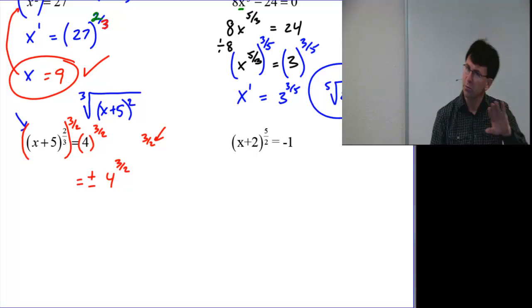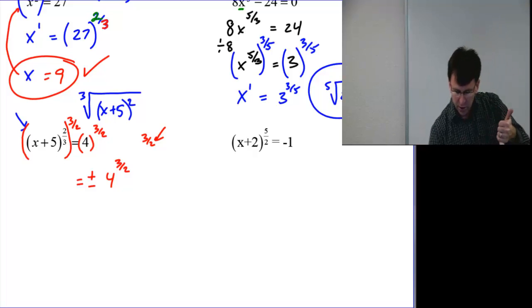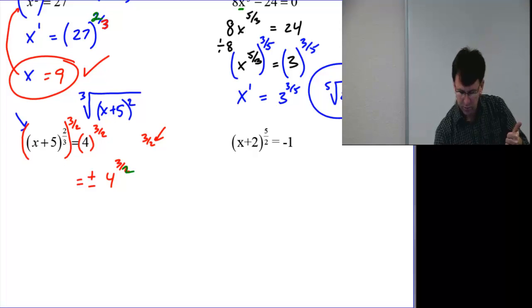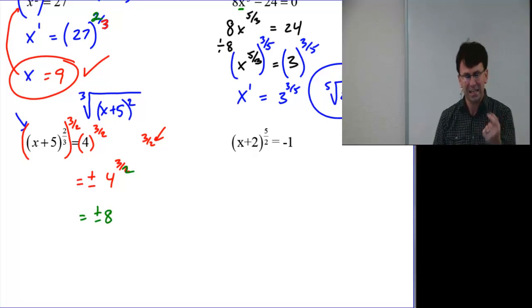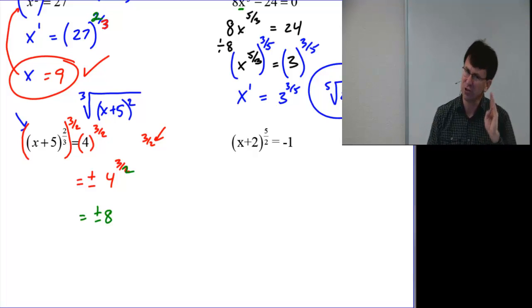Well, you can plug it in your calculator if you need to, but what I'm really saying here is this is the square root. What is the square root of 4? Square root of 4 is 2, and then I'm powering it up to the 3, so this at the end is going to be plus or minus 8. Don't lose that plus or minus because you square rooted both sides. Very important to hang on to that.